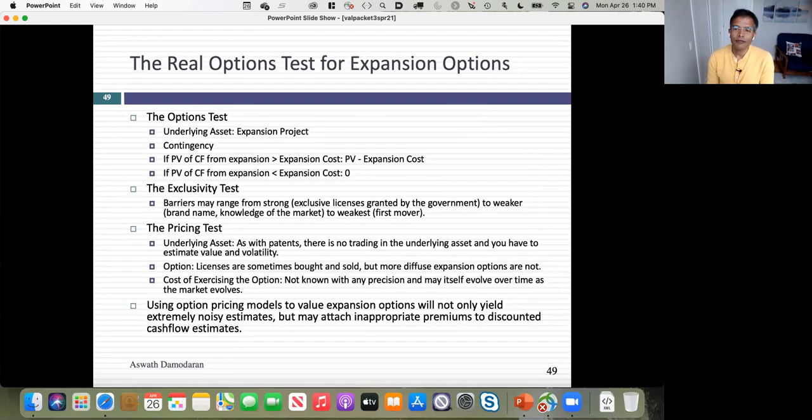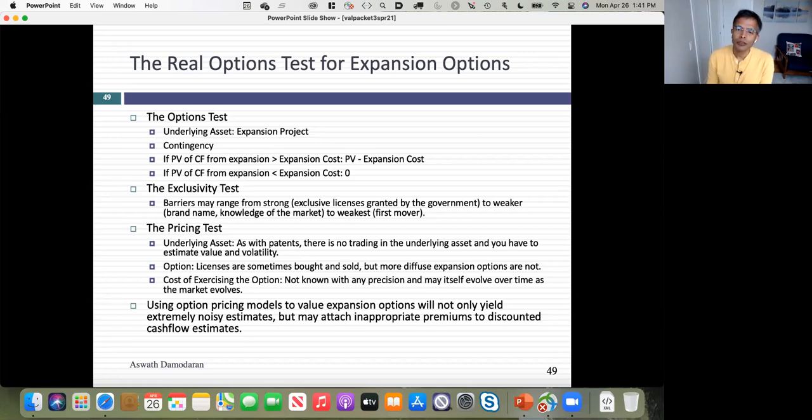So let's see if this option to expand meets our test. Is there an option? Yeah. There's a contingency. You will expand only if the present value of the cash flows exceeds the investment. Is there exclusivity? It depends. If you and only you have the right to expand into the rest of China, I'm going to pay a huge amount for that option, even though your initial investment is not going to look good. But if everybody can do it, what's the value?